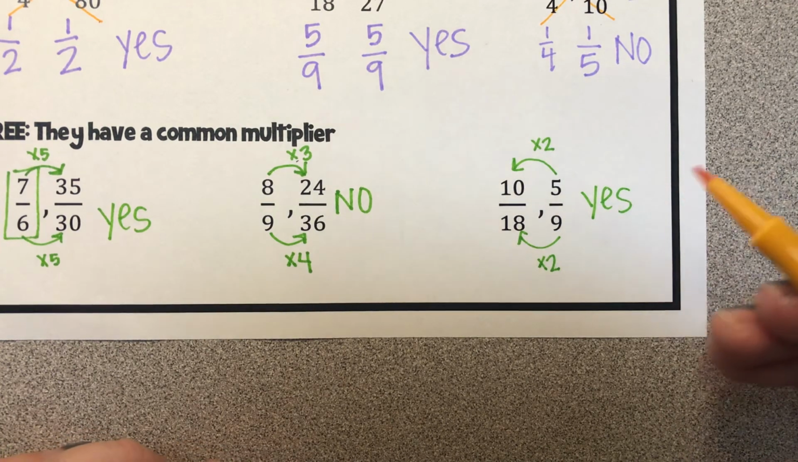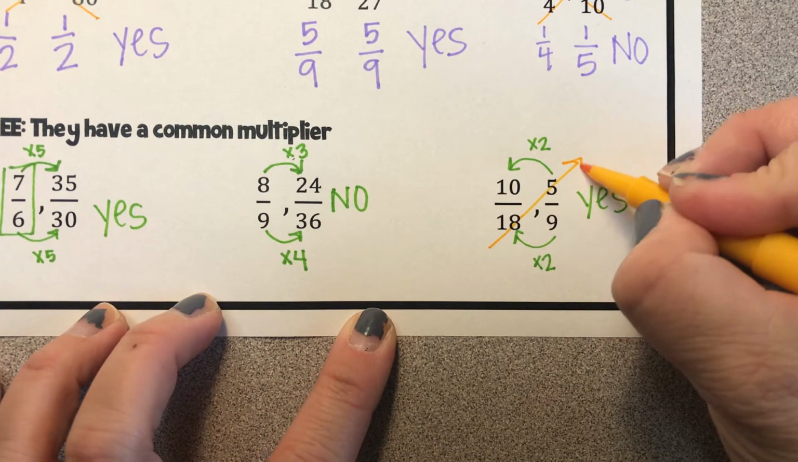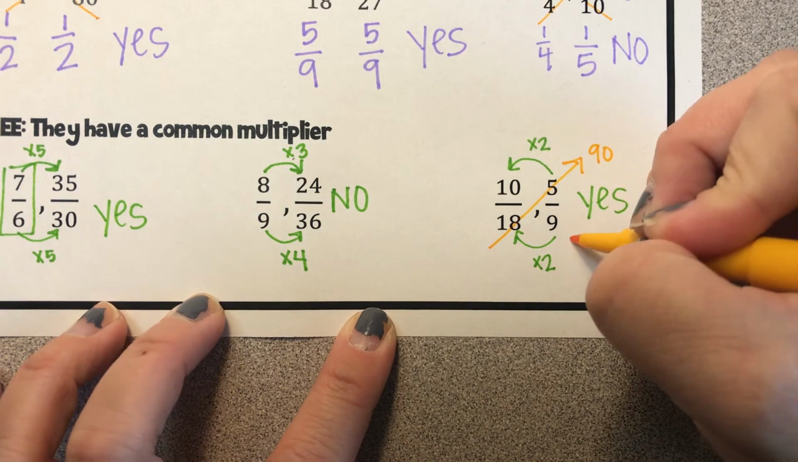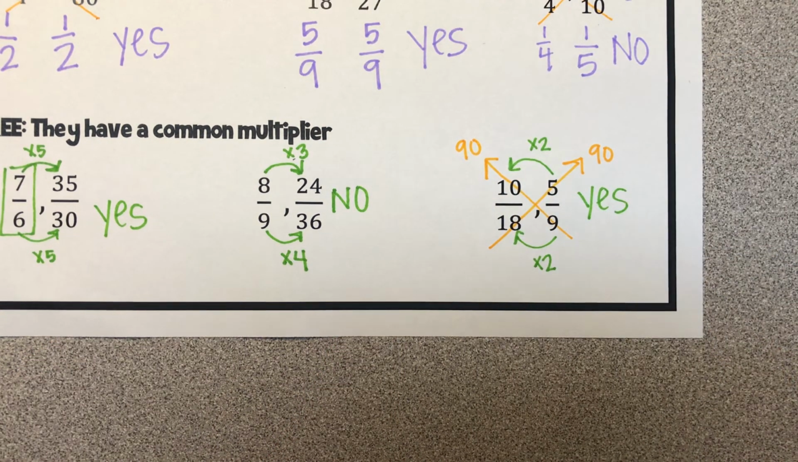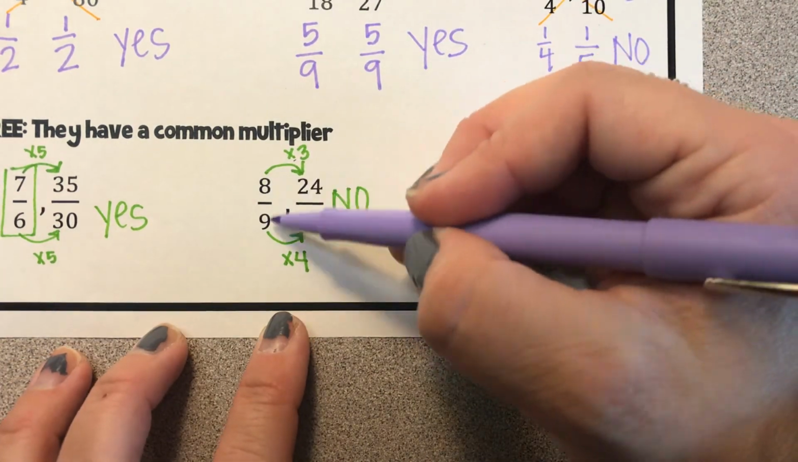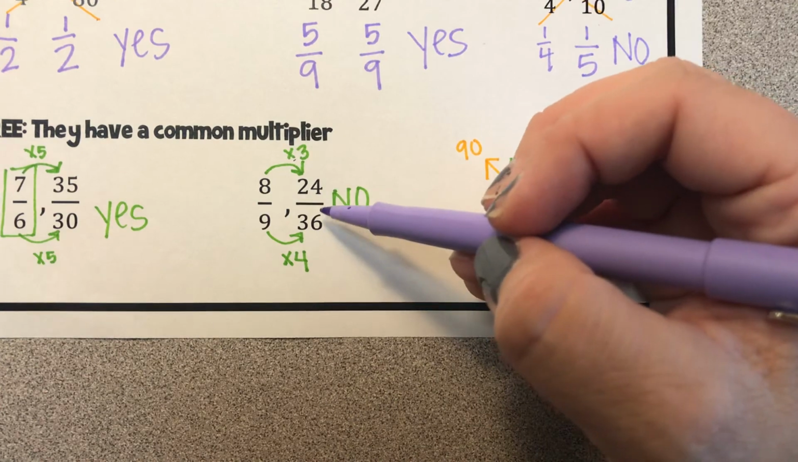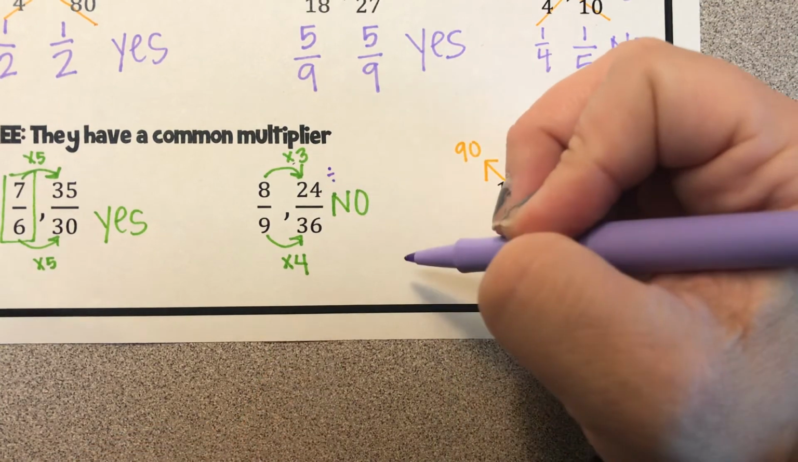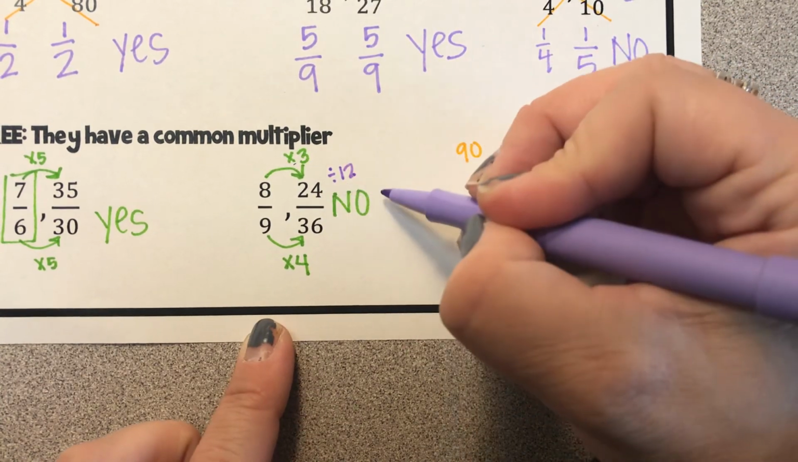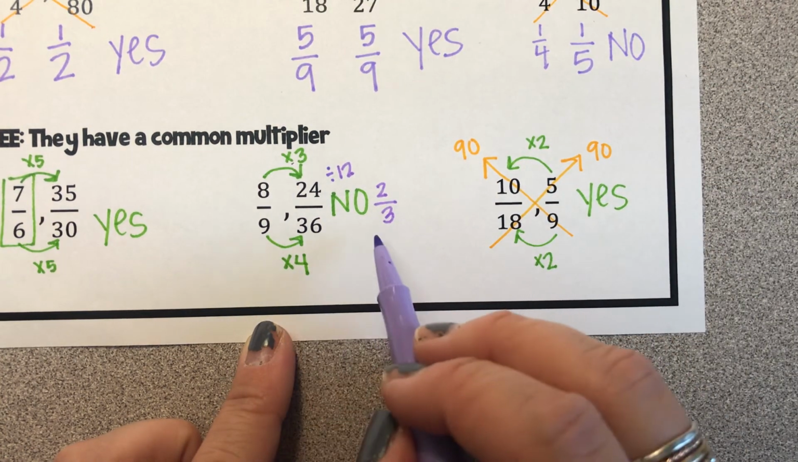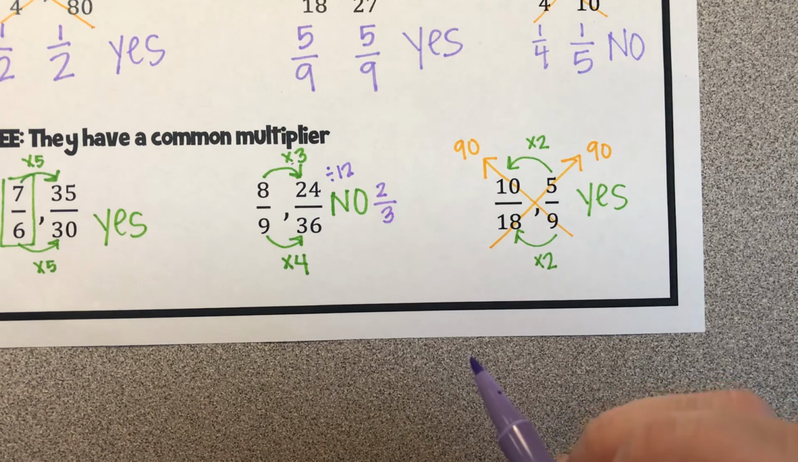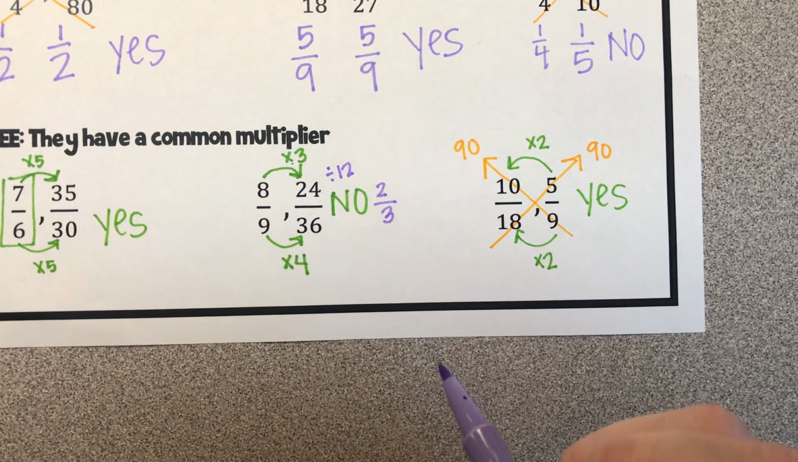You can also, again, use cross products. 18 times 5 is 90. 9 times 10 is 90. So these two form a proportion. Or simplest form, 8/9, that's in simplest form. 24 and 36 are both divisible by 12. So the simplest form of this would be 2/3. 8/9 and 2/3 are not the same simplest form, so they're not a proportion.